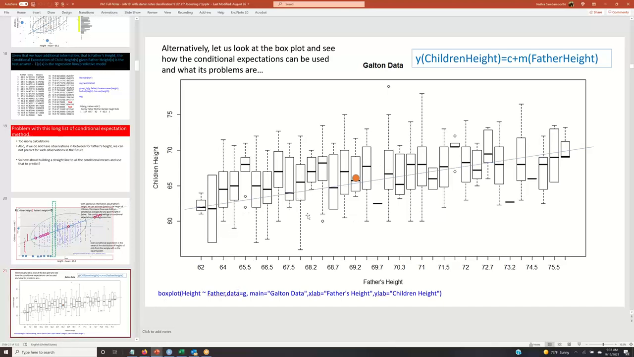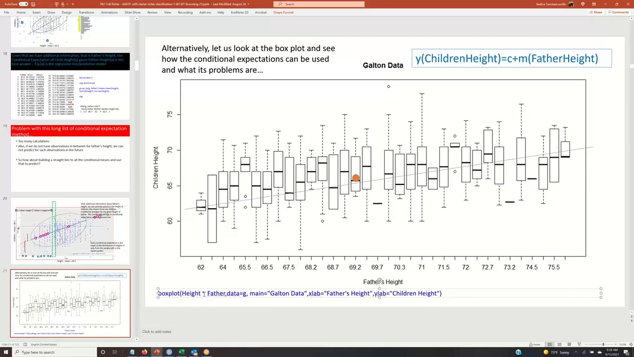So there are some codes here, how you can get this graph. This code will help you out with this kind of graph, which is basically a box plot. You do that by main x line, father's height. Height is a function of father's, well, height means the children height really. Children height is a function of father's height, and data is the Galton data. Main title is this Galton data, x label is father's height, y label is children height, okay?